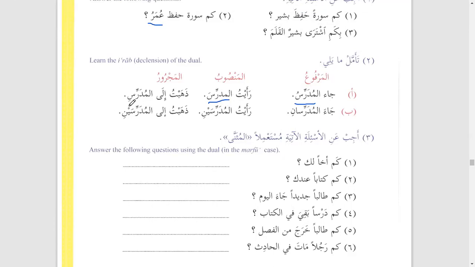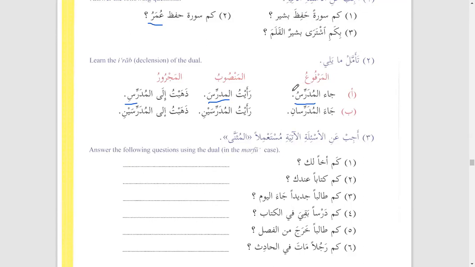And here it is mudarrisi. It is majrur. Why is that? Because it's followed by harf jar. So we know when we have a preposition, after the preposition, the noun is always majrur. All right, now when we talk about the dual, here, what is the sign of rafa'?